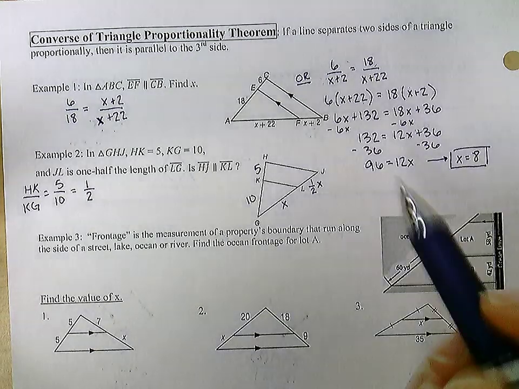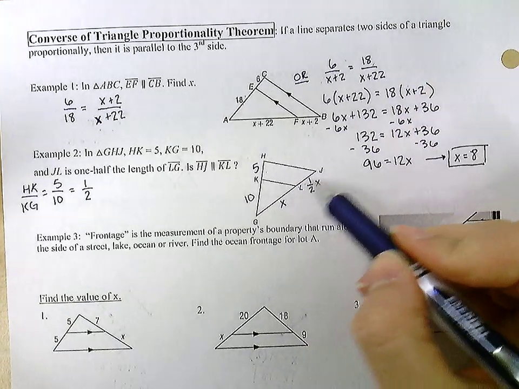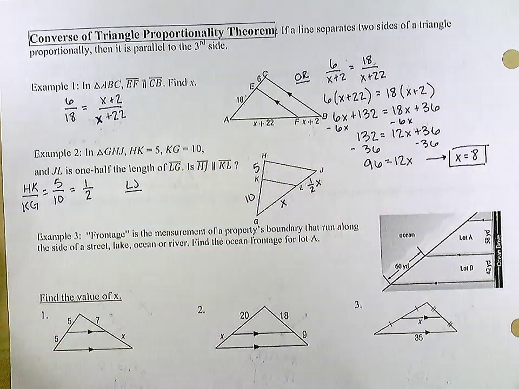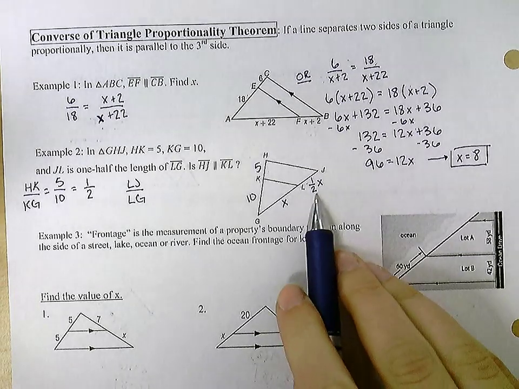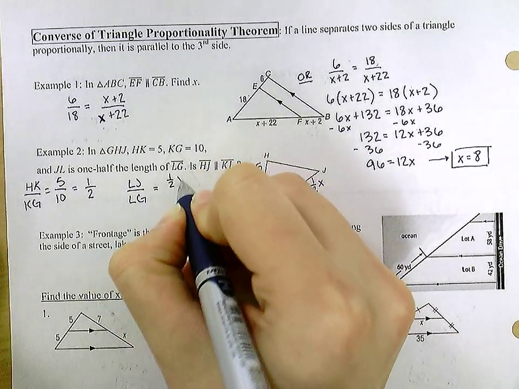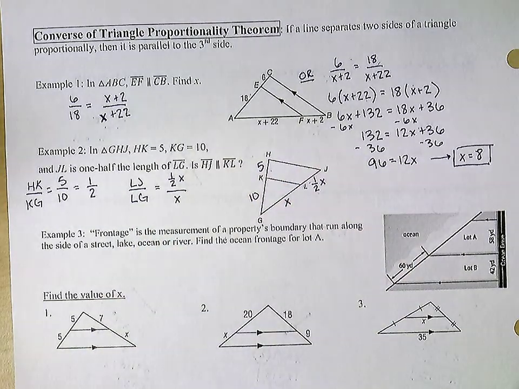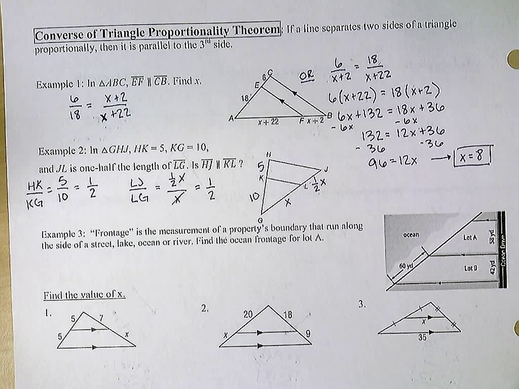So we're going to do the same thing for our other side. Since I started with my smaller one here, I'm going to start with my smaller one on this side as well. So that is LJ over LG. Okay, so LJ is 1/2 X over LG is X. Now if I have an X over an X, what happens? They cancel out. So it's only 1/2. So are those two ratios the same? Yes.